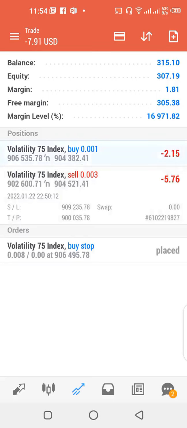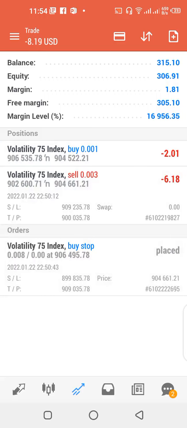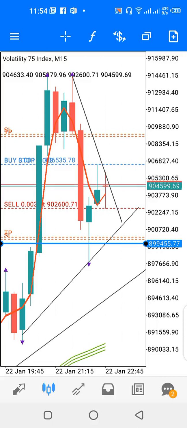This is the original trade. This is the first hedge trade. This is the second hedge trade. If price continues to range, we will only place one more hedge trade, which will be our third hedge trade. That's if price continues to range. Okay, we stop at the third hedge trade for the purpose of this strategy.